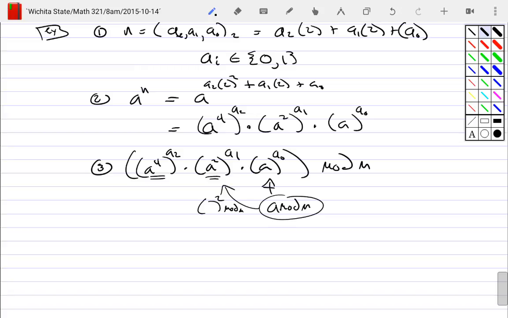Now, what are all these numbers here? They're 0 or they're 1. What if it's a 0? What happens to the number? It's 1. It's gone. It's just the multiplicative identity. What if it's a 1? It's part of my answer.